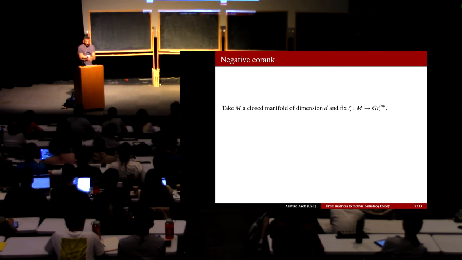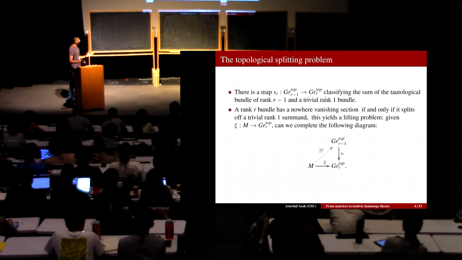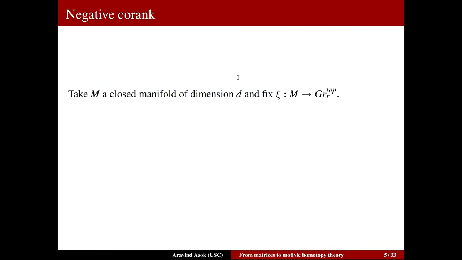All right, so I'd like to analyze this problem in general. So this is the general question: when does a bundle have a nowhere vanishing section of a given rank? Let me start with a closed manifold of dimension D and fix some bundle on it. The situation is going to break down depending on the rank relative to the dimension. So let me give that a name, and I'm going to call it the co-rank of E. That's the difference between the dimension and the rank.